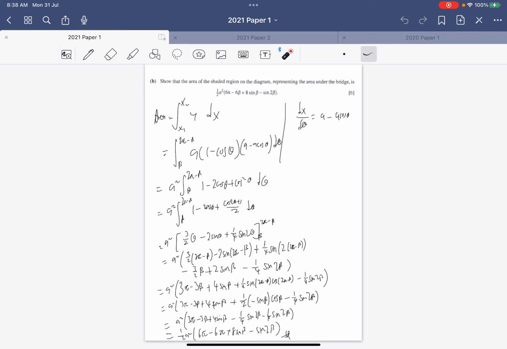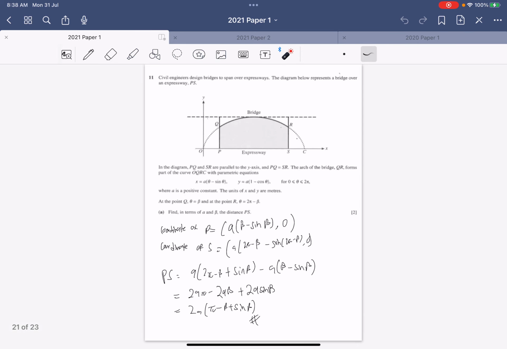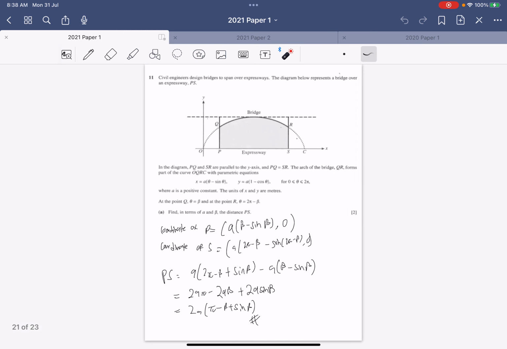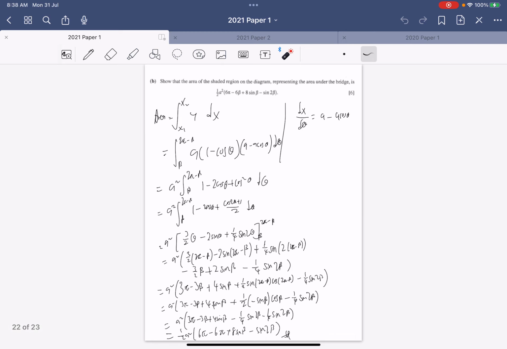And we want to now show that the area of the shaded region is some expression given. So the area of the shaded region is, you just need to integrate the parametric curve from beta to 2 pi minus beta of the height y dx. So this is the y. Now the dx you need to convert to d theta. So you need to take dx d theta to convert it.